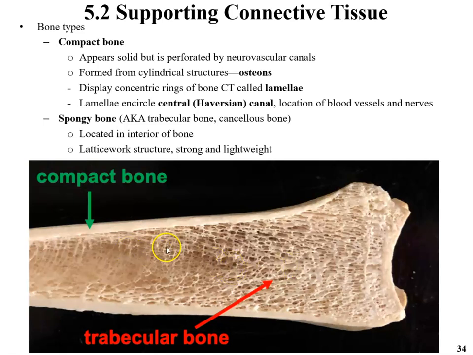So here you can see the gross anatomy of a bone. On the outside you have compact bone, and then on the inside you have spongy bone or trabecular bone.